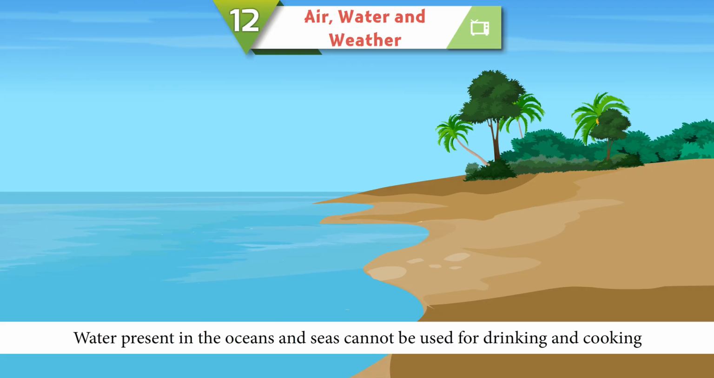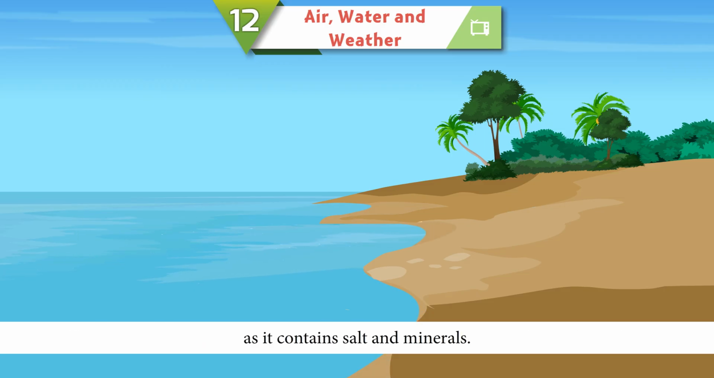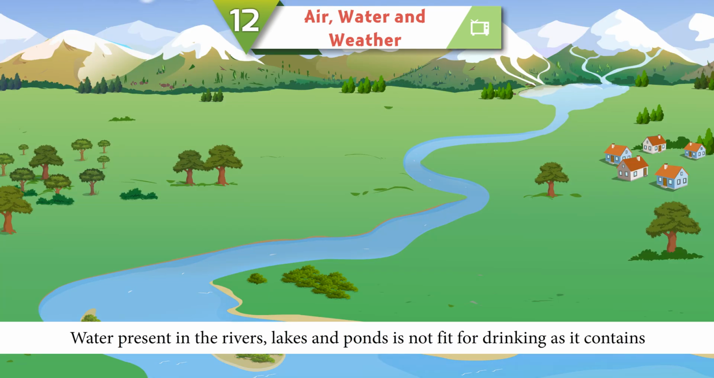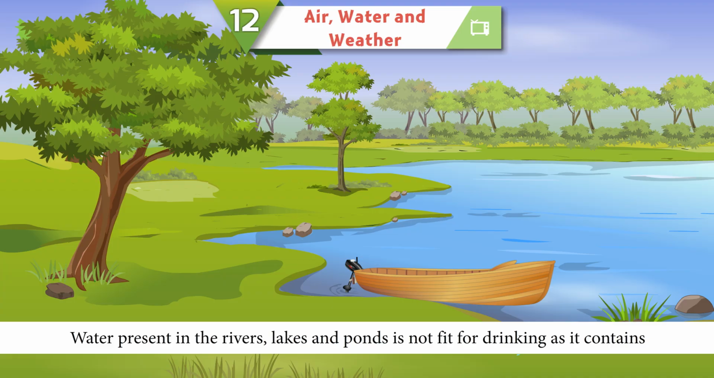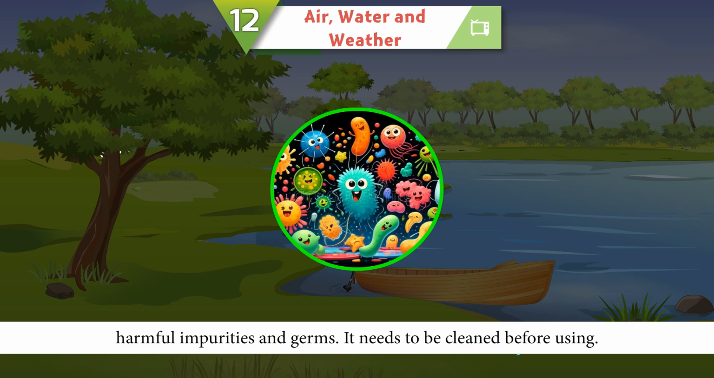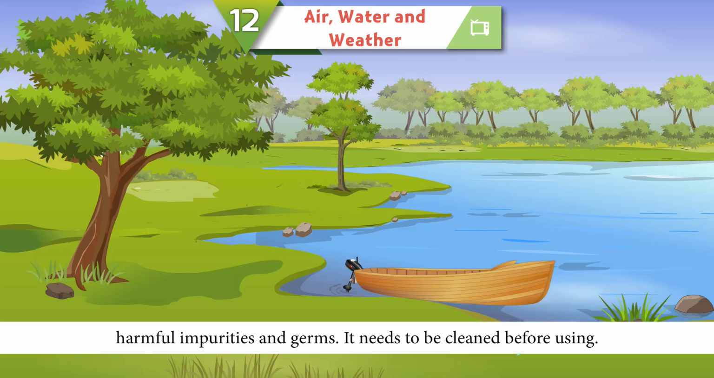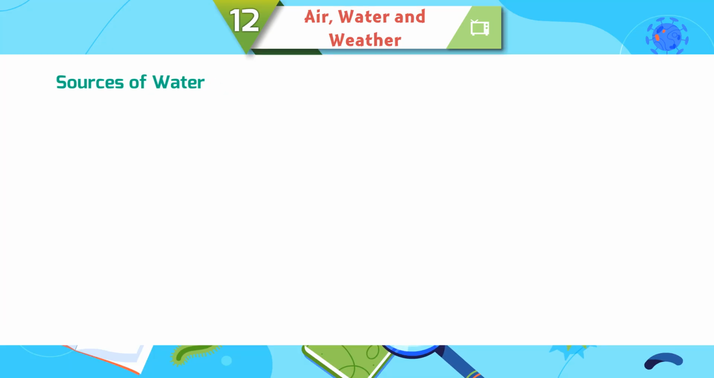Water present in the oceans and seas cannot be used for drinking and cooking as it contains salt and minerals. Water present in the rivers, lakes, and ponds is not fit for drinking as it contains harmful impurities and germs. It needs to be cleaned before using.